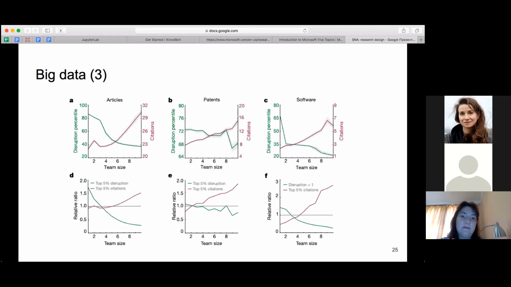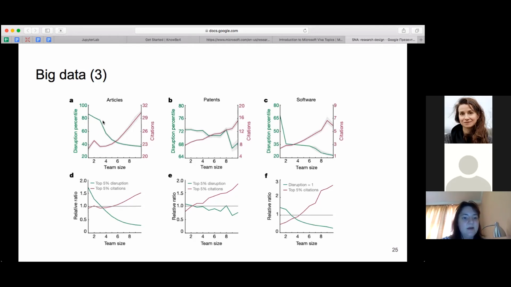Based on this methodology of marking papers by their disruption, authors associate the disruption percentile, the position in the distribution, with the team size. The most interesting plot, to my mind, is A. It shows us that the disruption percentile is higher for teams of 1 to 3 persons.